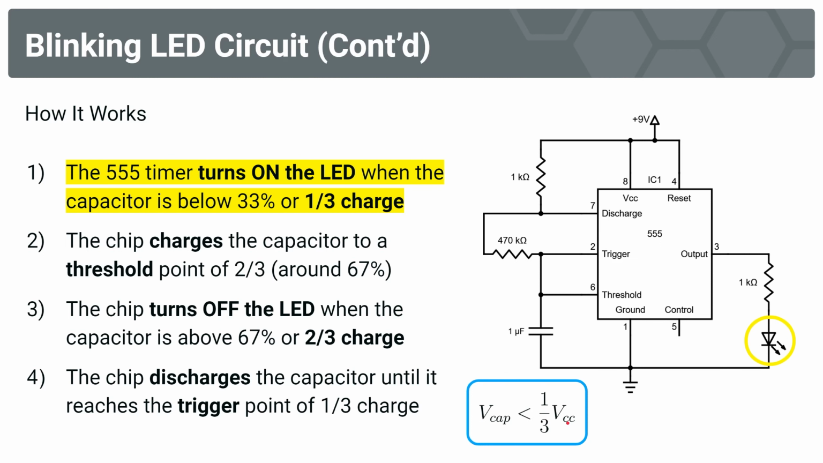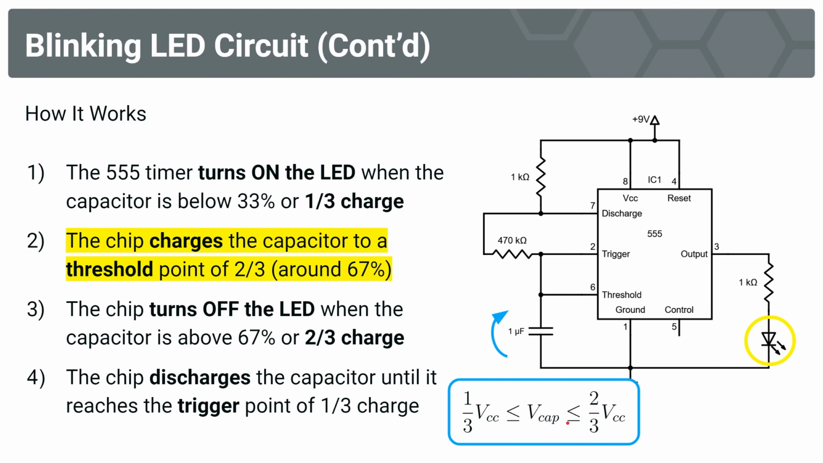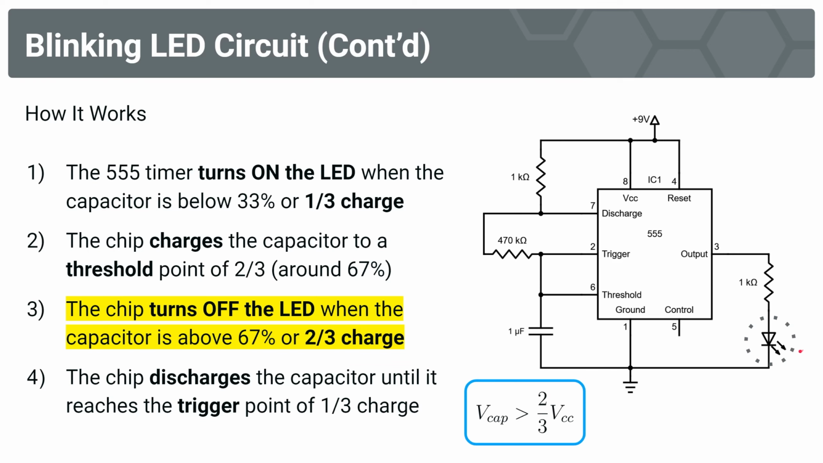Now the next step is when the chip begins to charge the capacitor. The voltage of the capacitor is going to slowly increase until eventually it reaches a threshold point. This is around 67%, or 2/3 of its full charge. As this is happening, the LED stays on, but eventually that capacitor will reach more than 2/3 of its full charge, more than 2/3 VCC. When that happens, the LED turns off. The capacitor is now above 2/3 of its charge.